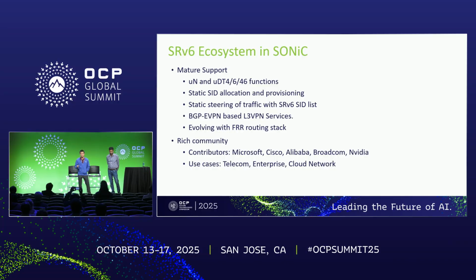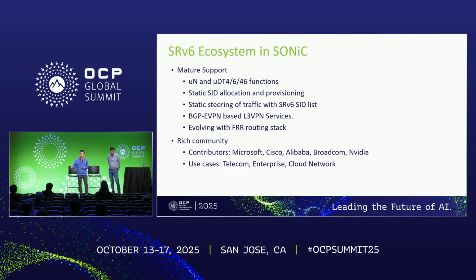And the BGP EVPN-based L3 VPN services have been introduced a long time back because it's an old feature in FRR. And overall, all the control plane features keep evolving with this open source FRR routing stack. And that's the benefit of using open source software.